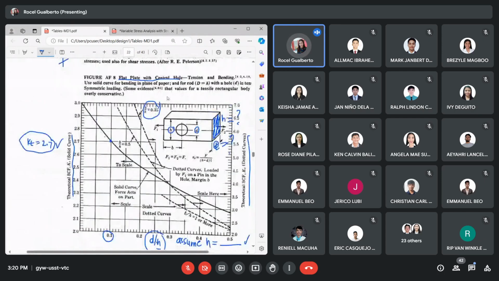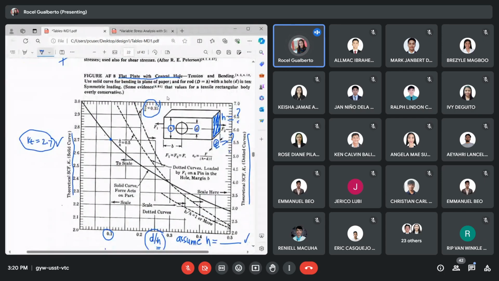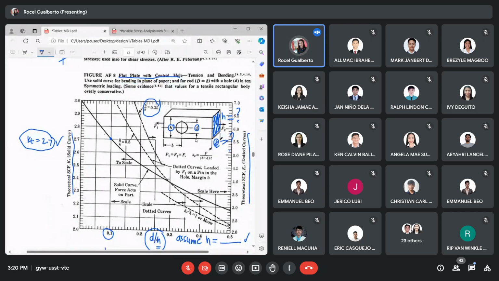Okay? We need to modify AF8 because this is a flat plate. So what we will do is make it a shaft, okay, with a central hole. That means our cross-section, this cross-section of ours, we will make it below. Okay? So we need to modify the entire figure.